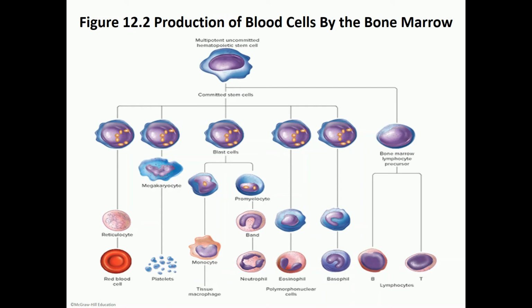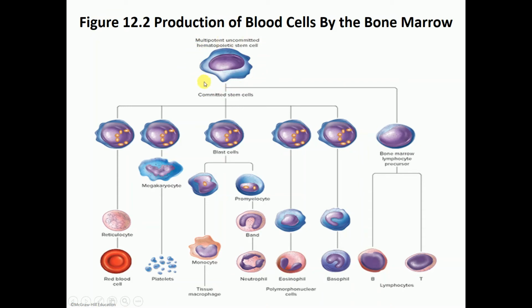differentiate. Differentiate means to grow up a little bit and become more specialized. It can either become a lymphoid stem cell, which eventually will give us lymphocytes, so either T or B lymphocytes, both of which are one of the 5 kinds of white blood cells.